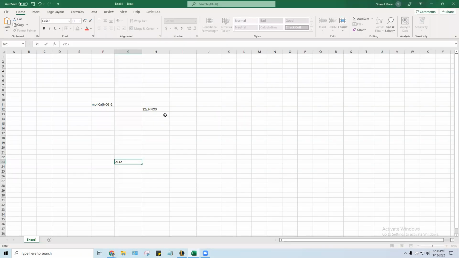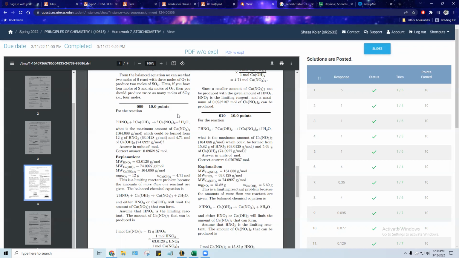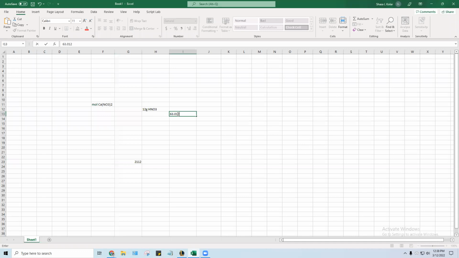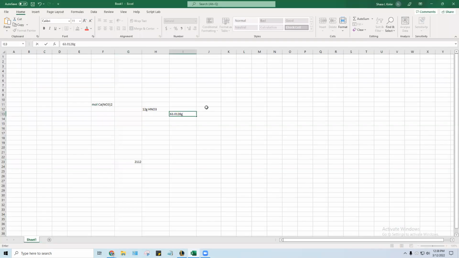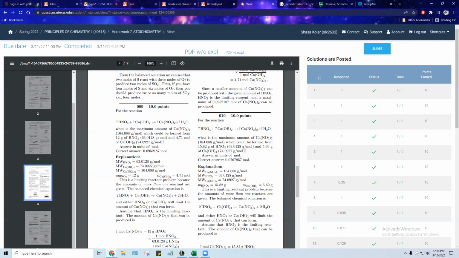And then we divide this by 63.128 grams. So we can go ahead and do that. Over 1.8 equals. So we get 0.19, and then it gives us 4 moles of this. And so this is clearly the limiting reagent. That's much less than 4.71.